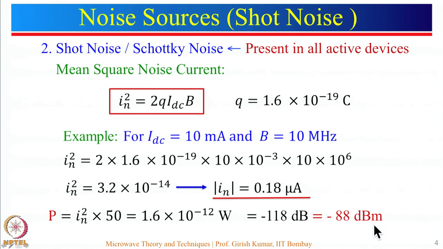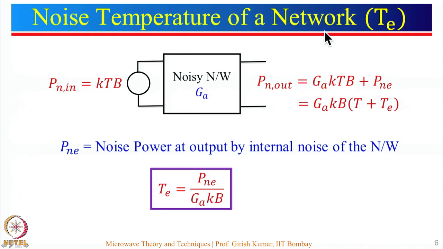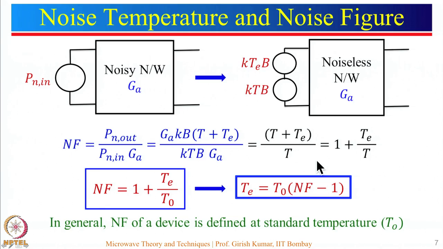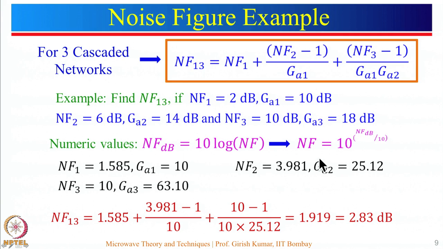That may be quite high for, let us say, a mobile phone application. So, that is why most of the time the first stage should really have as small a current as possible. After that we defined signal to noise ratio and noise figure, and then we defined the noise temperature of the network. After that we did the derivation and found the overall noise figure for cascaded stages.